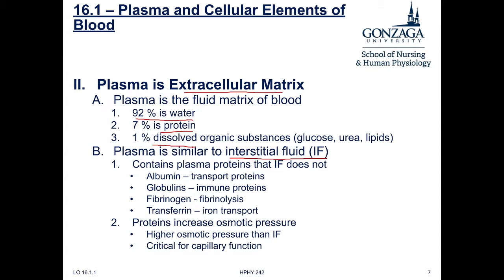However, there are a few key differences that play a big role in homeostasis and fluid exchange. Even though it's only 8%, the plasma contains more proteins than the interstitial fluid: the albumins, the globulins, fibrinogen, transferrin. The presence of the protein in the plasma increases the osmotic pressure. Remember that term that we covered in the last chapter, the colloid osmotic pressure.